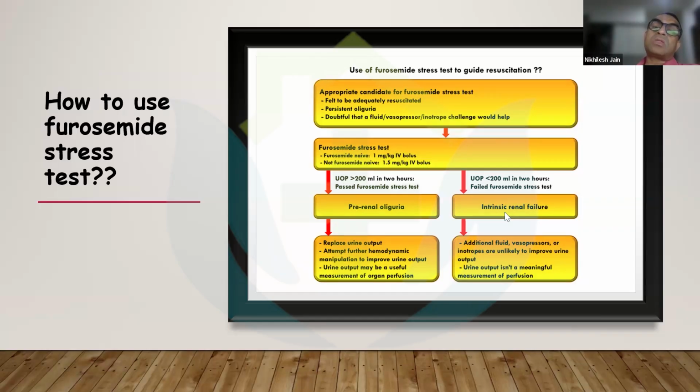If the urine output is less than 200 ml in 2 hours, then the patient is deemed to have failed the furosemide stress test. The patient is deemed to have an intrinsic renal failure. Additional fluid, vasopressors, or inotropes are unlikely to improve urine output. And here, urine output may not be a very meaningful measurement of perfusion.